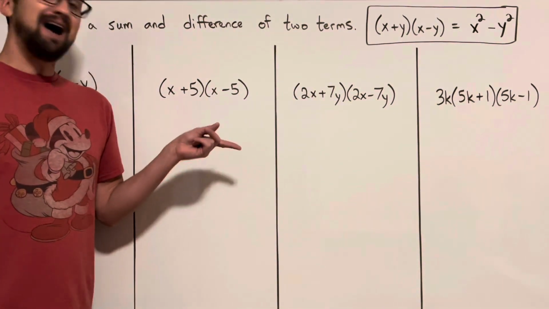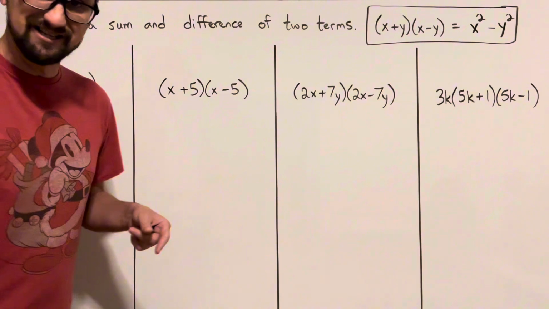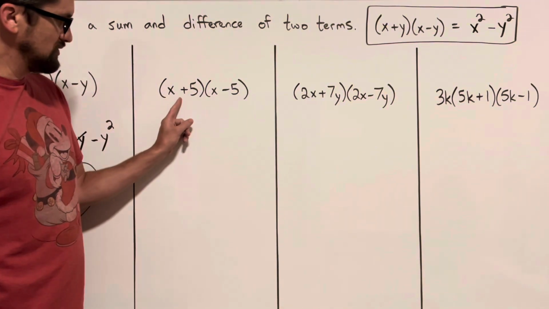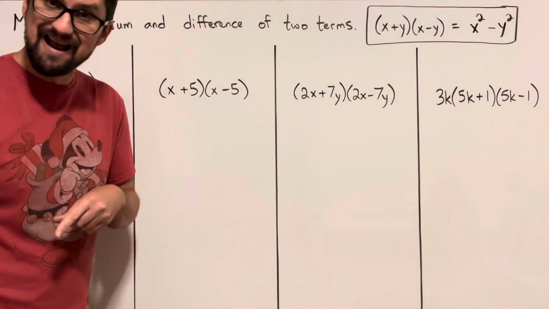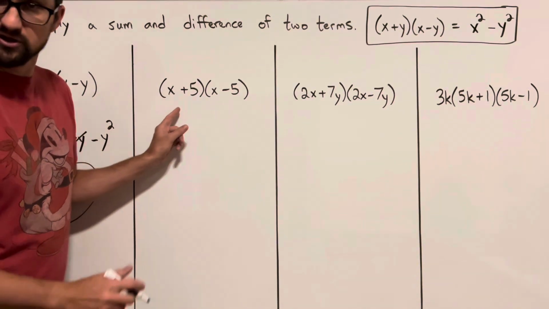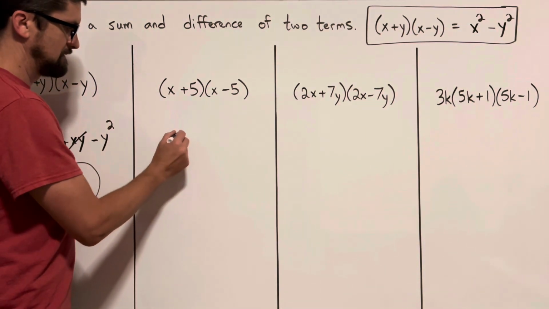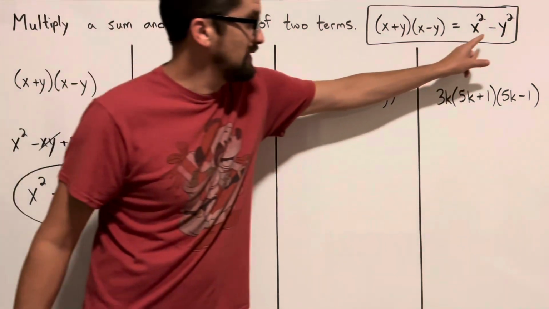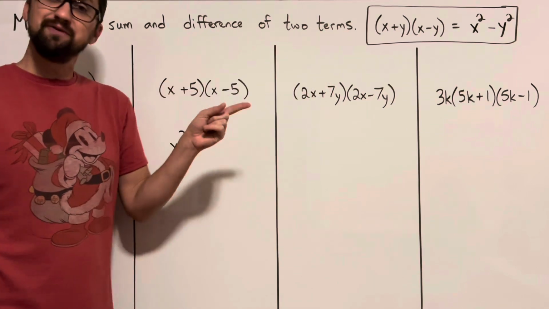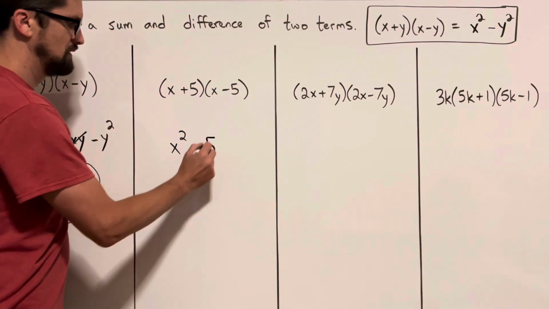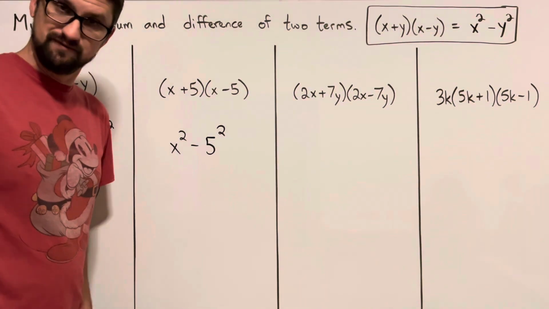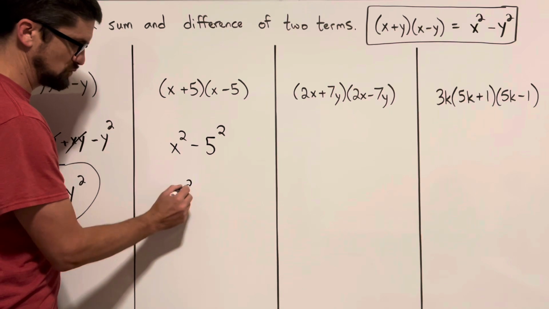This one we have x plus 5 times x minus 5. So you've got to make sure that the two terms match up and that one sign is positive, one sign is minus. Then we can apply this formula. So this one we're going to square the first term, x, so it's going to be x squared, minus, it's always a minus in the formula, and the y matches up with 5, so it's going to be minus 5 squared. And then do any simplifying that you need to do. We can simplify 5 squared, that's 5 times 5, 25. So this one comes out to x squared minus 25.